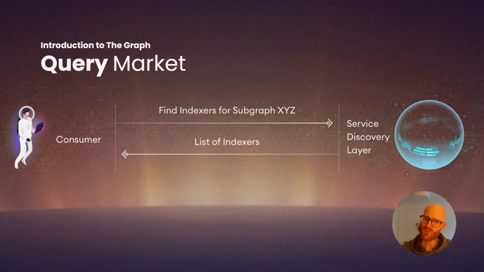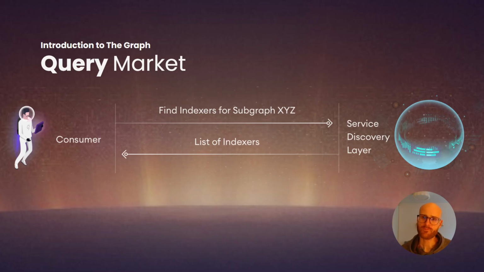And the typical interaction of a data consumer with the query market would be that the data consumer first explores the network to identify indexers that are providing the required data. So they would go into the network, have a look at the subgraphs that are available in the network, and pick the subgraphs that basically provide the data they need. And the content of these subgraphs is indexed by the indexers.